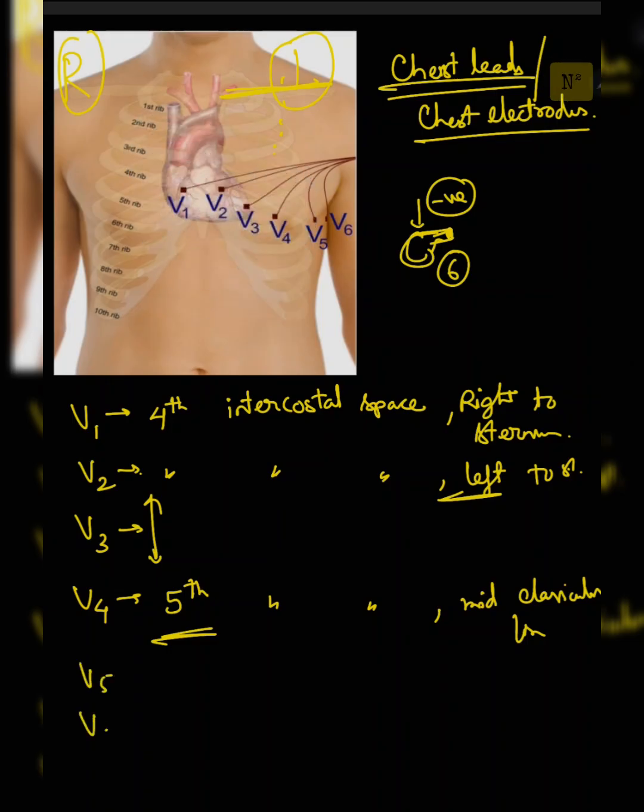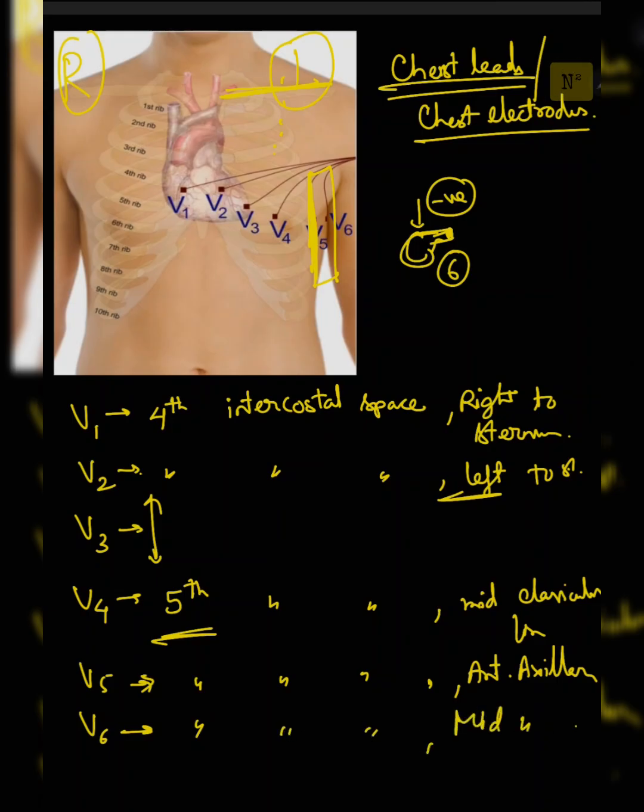Now V5 and V6. Okay, now V5 is placed on the same intercostal space, 5th intercostal space. Now this time we are placing this electrode at the anterior axillary line. Okay, if supposedly this hole is the axilla, this is the anterior axillary fold. That means we just trace down the pectoralis major, and just when the 5th intercostal space is touching the anterior axillary fold, we place it over there. V6 is in the same intercostal space but in the mid axillary line. Okay, so there could be an imaginary mid axillary line. You can imagine that line and you place it over there.